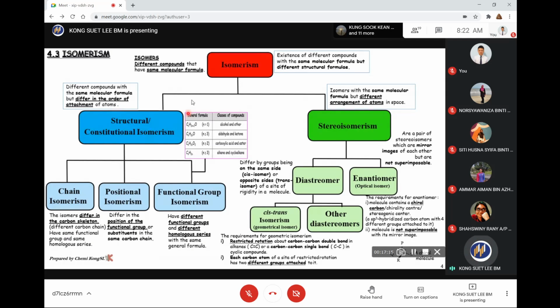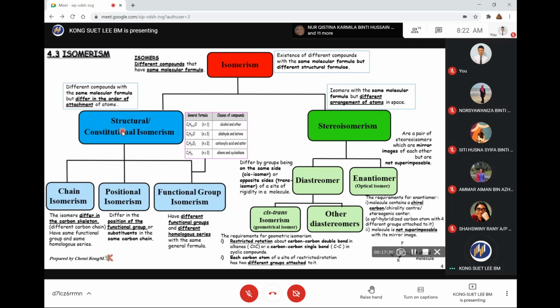Okay, first of all, what is isomer? Different compounds that have the same molecular formula. And the existence of different compounds with the same molecular formula but different structural formula. Okay, maksudnya formula dia sama, tapi nanti you lukis, okay, struktur dia berbeza. So this one you call it as isomer.